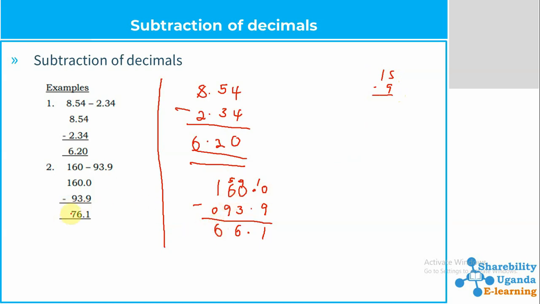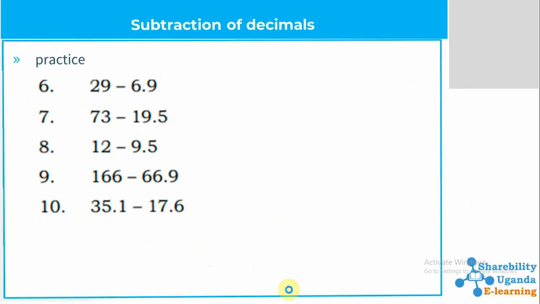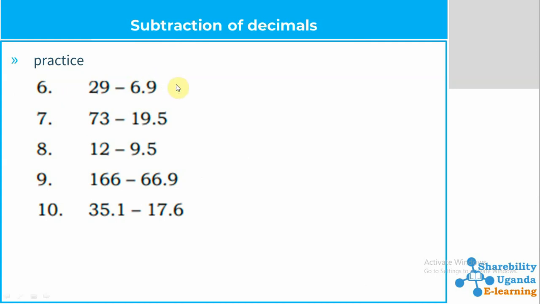So here we should get the answer 6, but you can see they got 7. So the operation wasn't all that right, because here we had borrowed and this remained 5. So here they subtracted 16 again. So our answer should be this. Right, so that's how we are going to be dealing with subtraction of decimals. So let's look at more of these examples, or more of this practice that we need to work out.